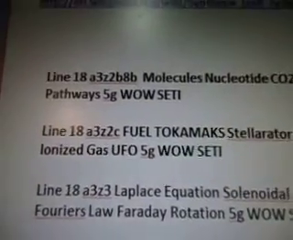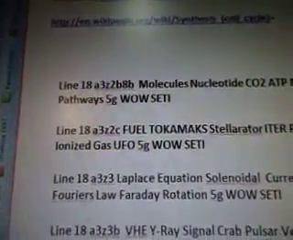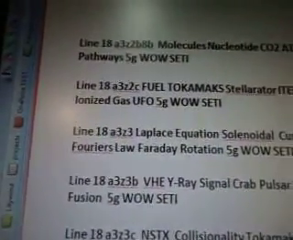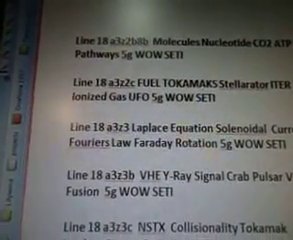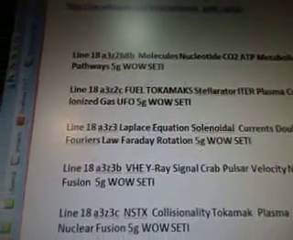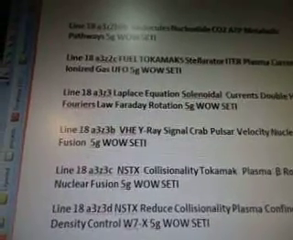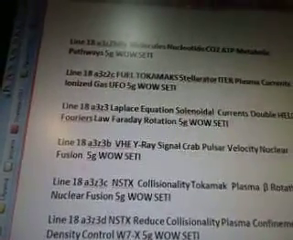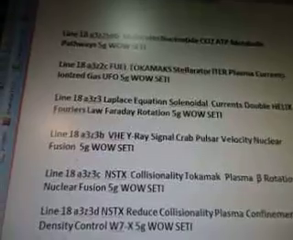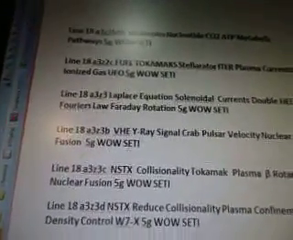3z2b8b: molecules, nucleotides, CO2, ATP, metabolic pathways, 5G Wow Seti, which is this one, right? The next one will be line 18A, 3z2c, and it's fuel, Tokamak, Stellarator, ITER, plasma currents, ionized gas, UFO, 5G Wow Seti. Line 18A, 3z3: Laplace equation, solenoidal currents, double helix, Fourier's law, Faraday rotation, 5G Wow Seti.